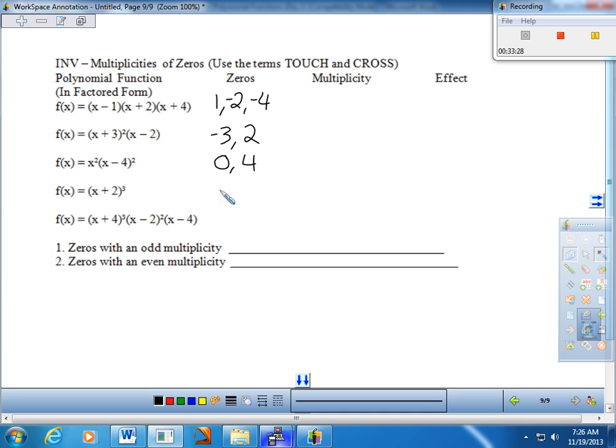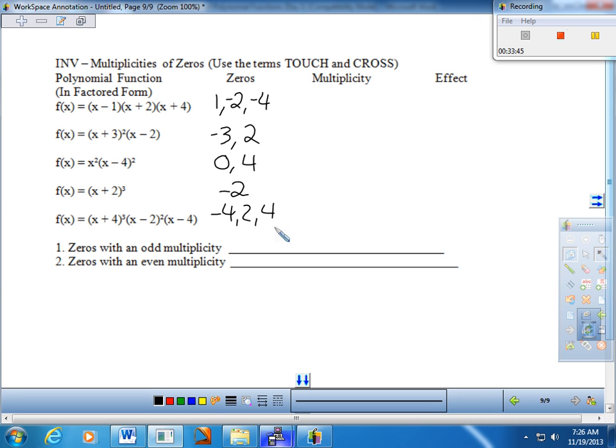Here, guys, it looks like negative 2 would be the zero. Actually, it comes from three factors of it: x plus 2 times x plus 2 times x plus 2. All right, and last but not least, negative 4, 2, and 4. So good connection to be made. Zeros come from those factors.